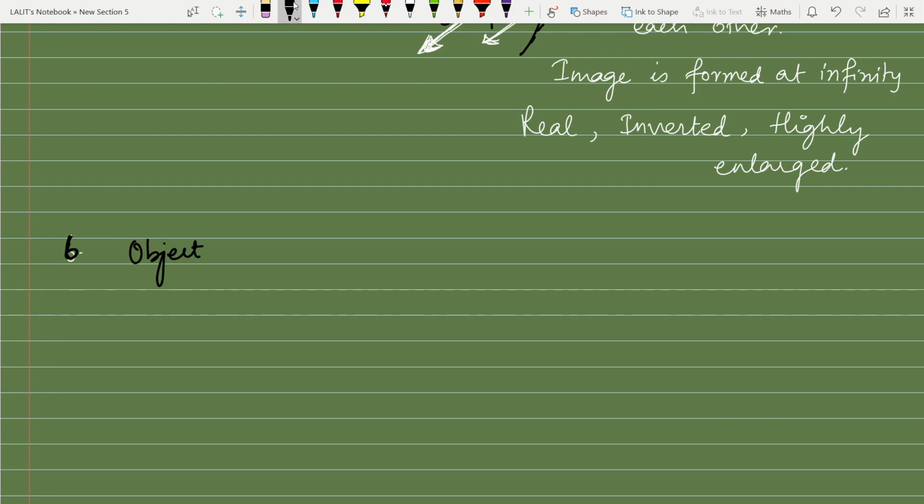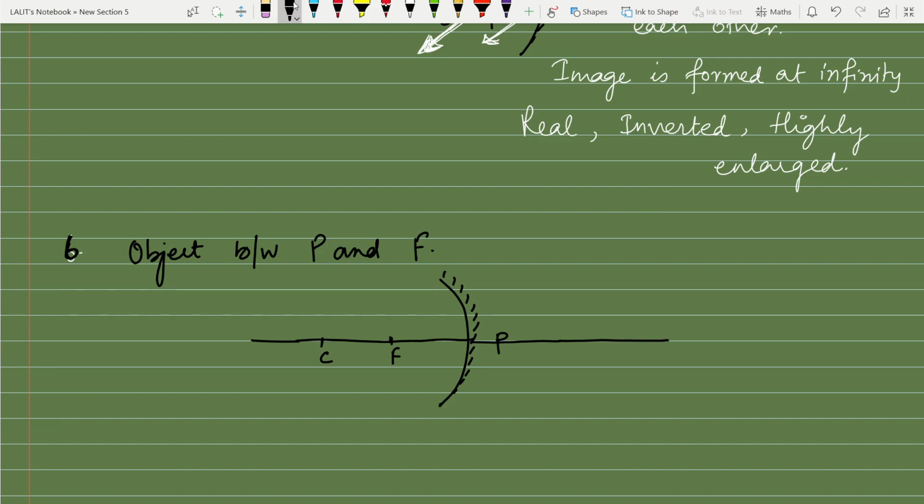Object between pole and focus. So let us take a concave mirror. Draw the principal axis, pole, this is focus, and this is the center of curvature. We are keeping the object between pole and focus, so this is the object now. One of the rays goes parallel to the principal axis, and after reflection it has to pass through the focus. So this is the reflected ray. And we can take a second ray, strike it at the pole this way. If this is the incident ray, the reflected ray would go somewhere like this.